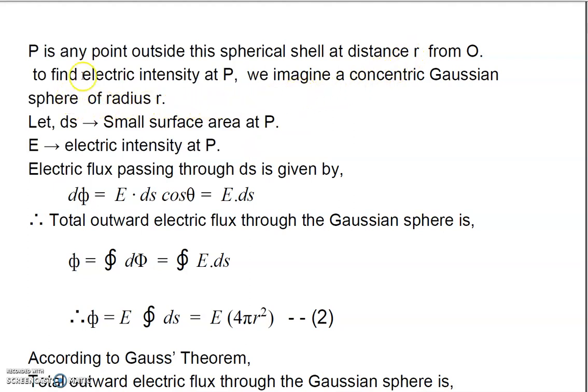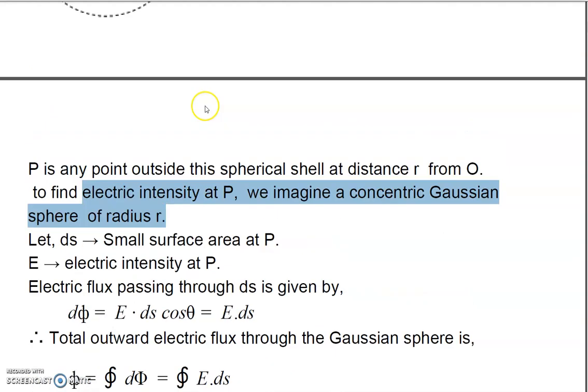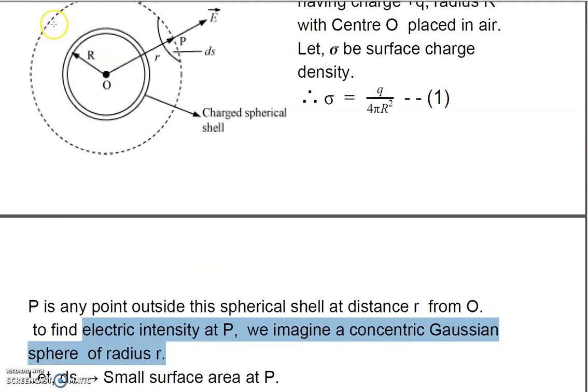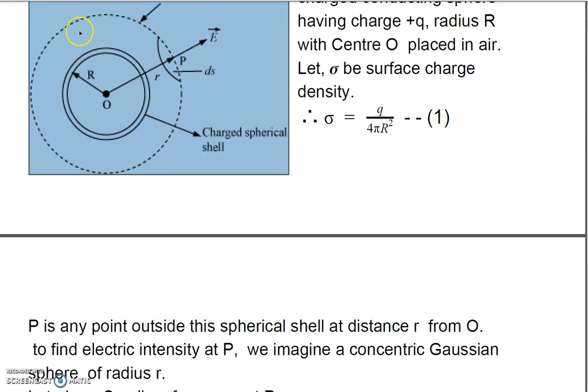To find this electric field intensity at point P, we are going to imagine a concentric Gaussian sphere, the radius of which is equal to small r. Concentric means having the same center. So we will imagine that these dotted lines are showing you that imaginary Gaussian sphere, the radius of which is small r and the center is the same, O.